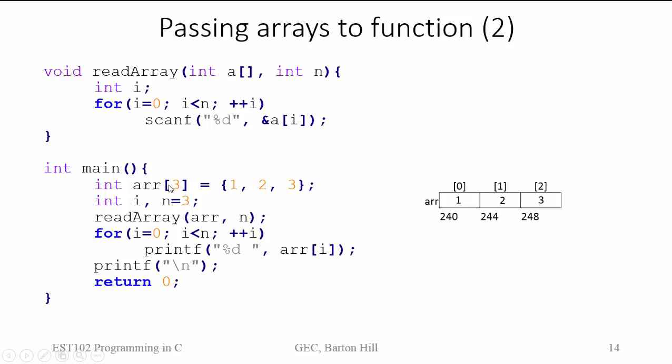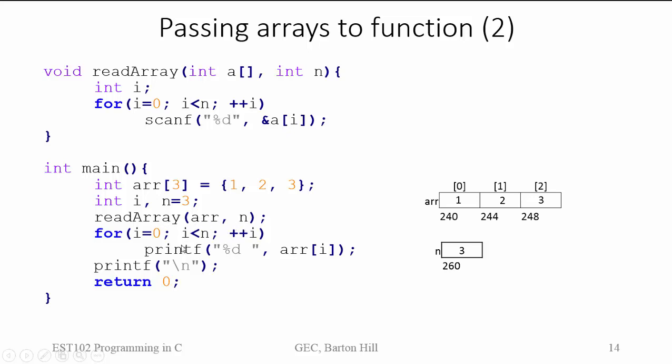The memory will be allocated for ARR. Okay, these are all assumptions: 240, 244, 248. I'm assuming that they are at this particular location. Again, n. This address is again an assumption. Okay, then after that, read array of ARR comma n is called.